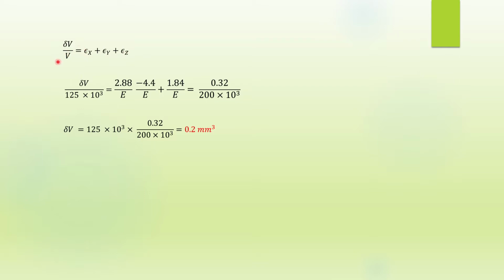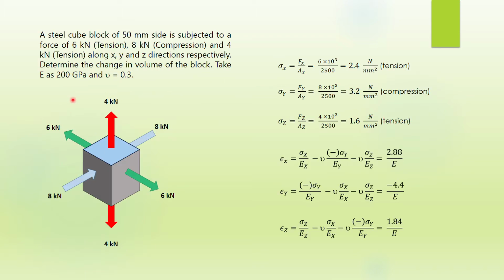And basically we can calculate the original volume, total volume, as height times width times thickness, right? And all the three values are equal to 50 mm. So you get 125 times 10 to the power of 3 millimeter cube. So that is your change in volume.